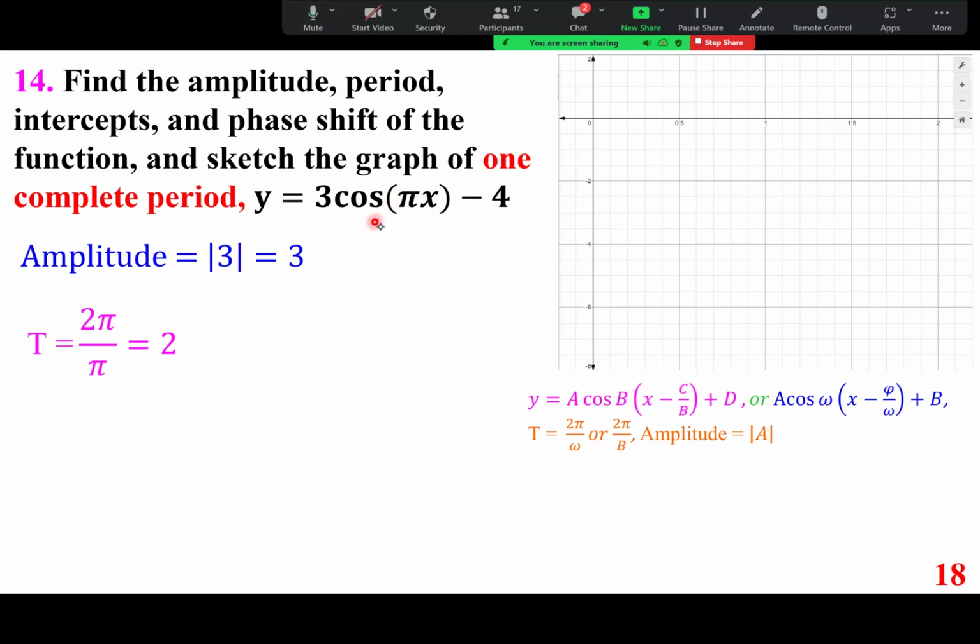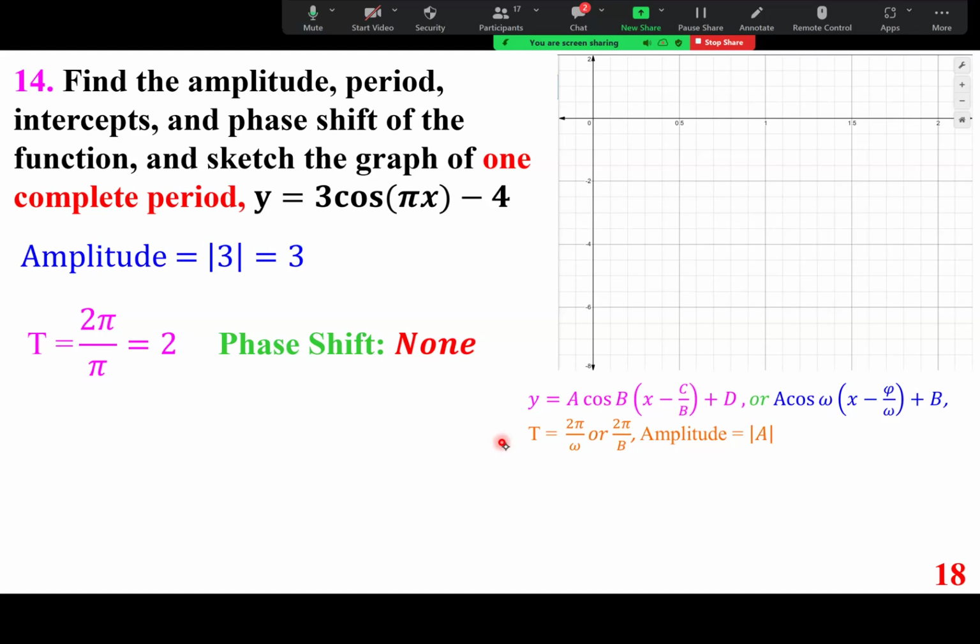I don't see any phase shift, that means nothing is sitting next to the x. And of course, we do have the vertical shift of minus 4. That means if you graph this, just bring it down by 4 units. That's the concept. So we can deal with it just the way it is.